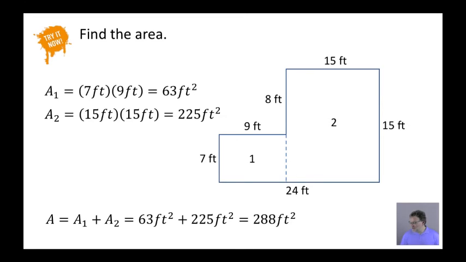So the first rectangle is 7 feet by 9 feet, and that's 63 square feet. The second one is 15 feet by 15 feet, that's 225 square feet. When we add those two together, we get 288 square feet.